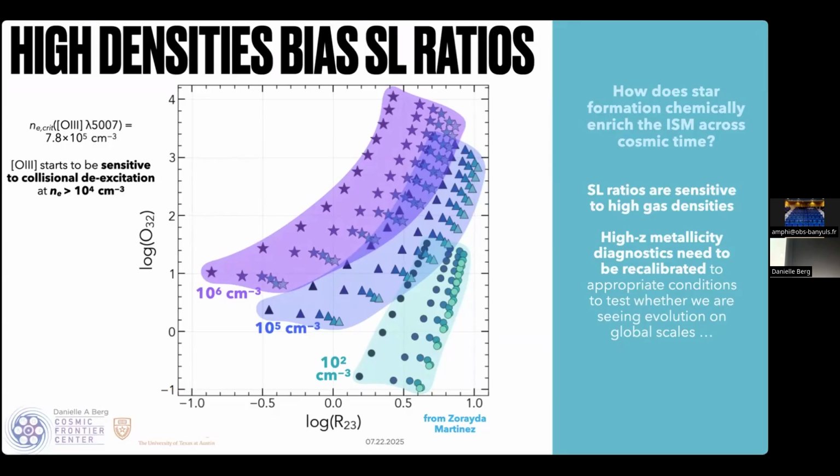And so this is showing you two strong-line ratios, O32 and R23, and what they look like from photoionization models, with a bunch of different stellar ages and different metallicities and different things like that. But the overall population of the models for a gas density of 100 versus a gas density of 1,000,000 occupy different places on this diagnostic diagram. So that tells us that we can't just recalibrate at high redshift. We have to also add another knob on that diagnostic, which is density.